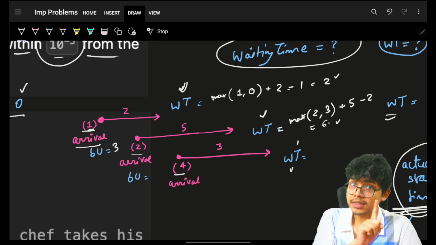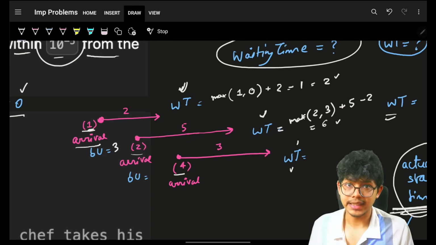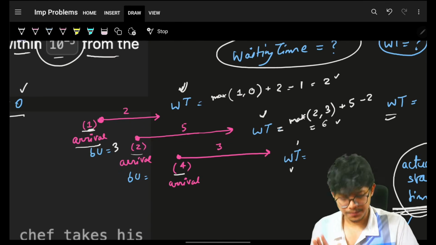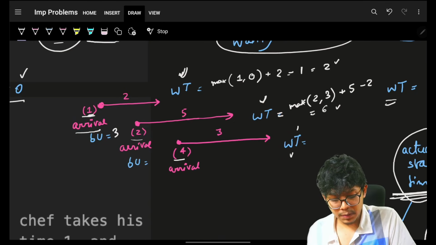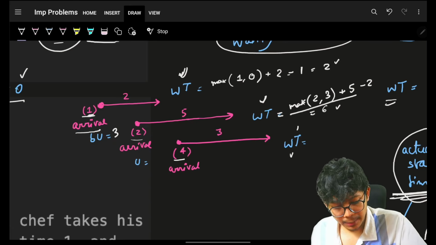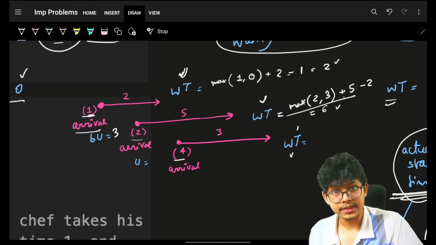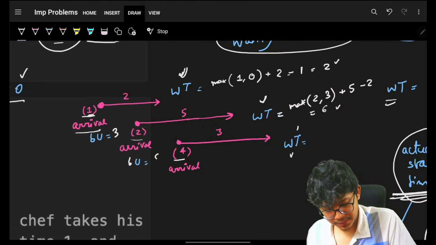Again, my prime aim, Maksat, was to find the waiting time only, take the sum, and then take the average. Next time, my chef will be busy up to what point? My chef will be busy up till 8, as you can see.